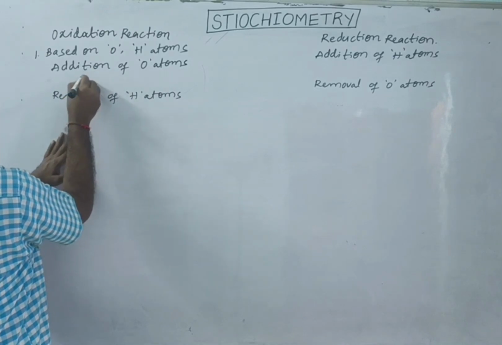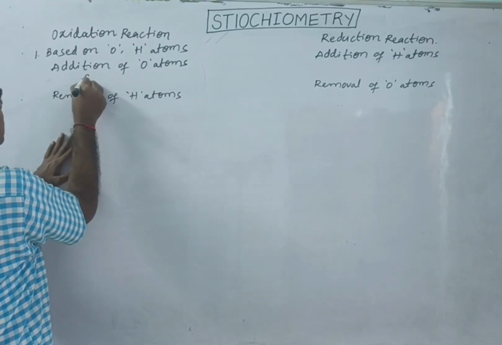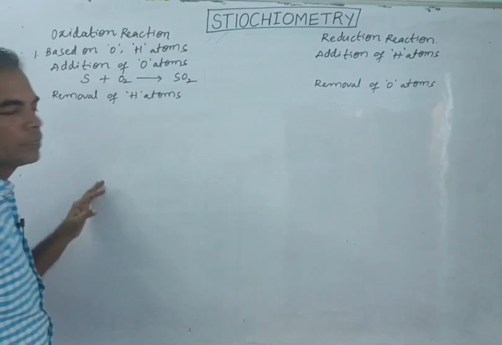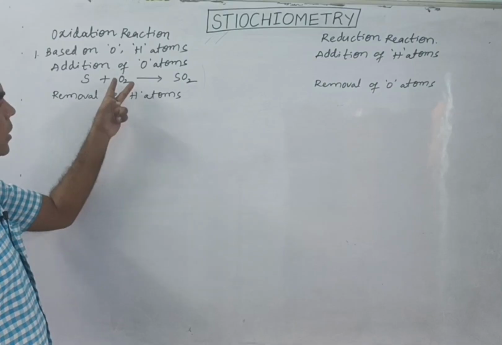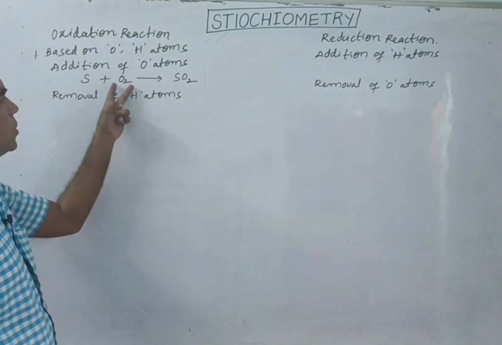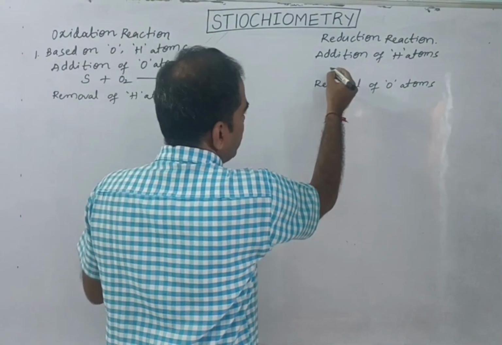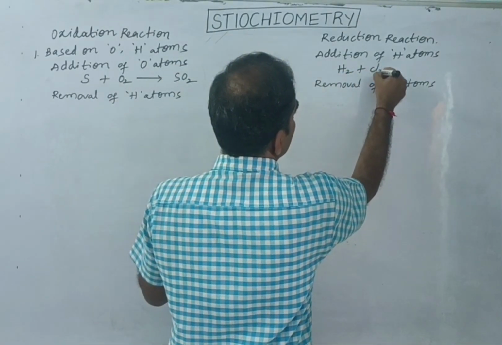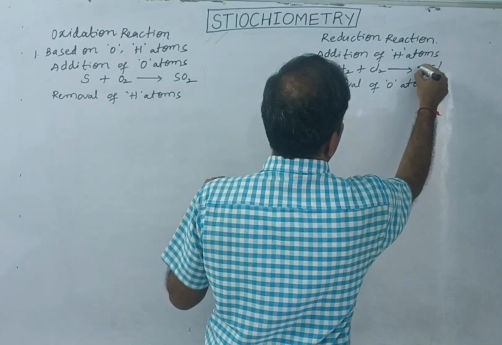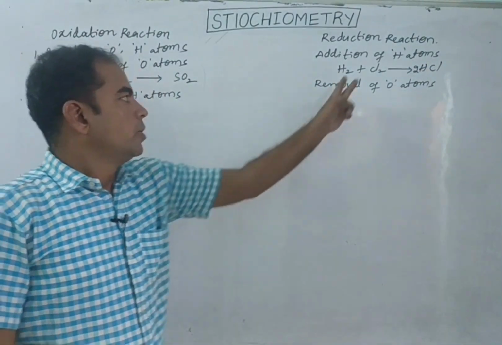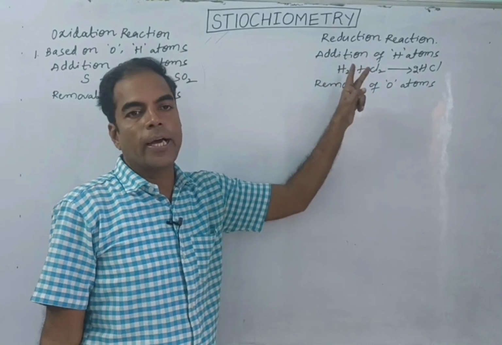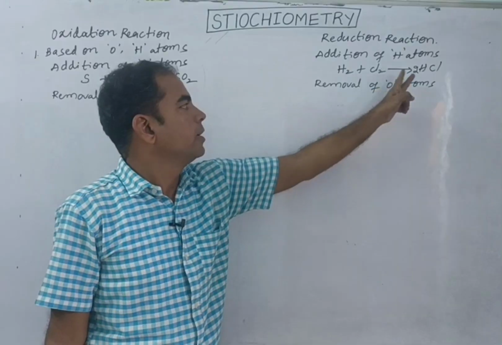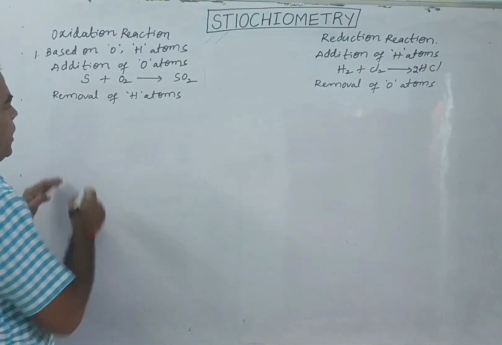Addition of oxygen atoms. That means, for example, S plus O2 gives rise to SO2. Here oxygen molecule, in oxygen molecule 2 oxygen atoms are present. Addition of oxygen atom is oxidation reaction. Now addition of hydrogen, for example, H2 plus Cl2 gives rise to HCl or 2HCl. To this chlorine add H2 atoms. That means hydrogen molecule, H2 molecule are 2 hydrogen atoms. Okay, right. Next, removal of hydrogen atom.